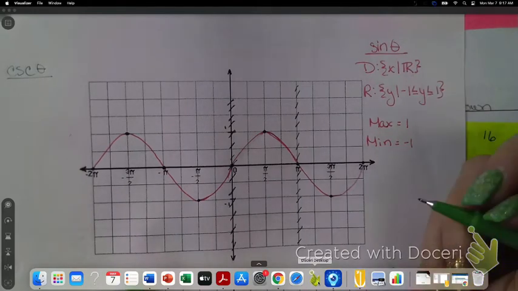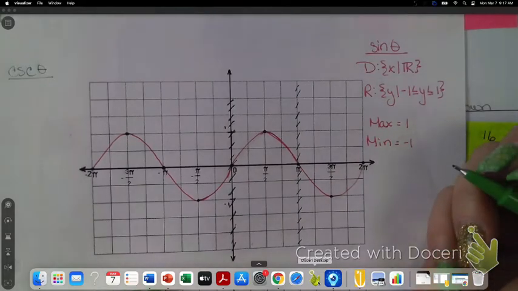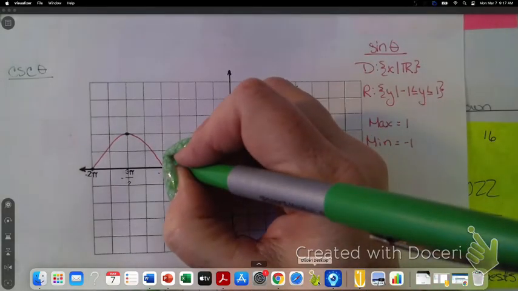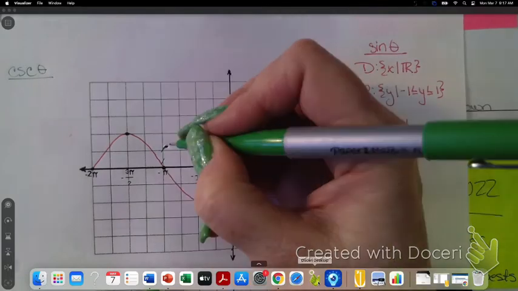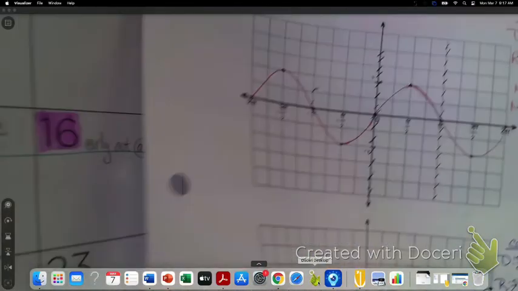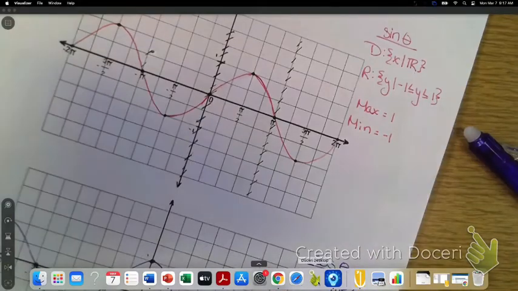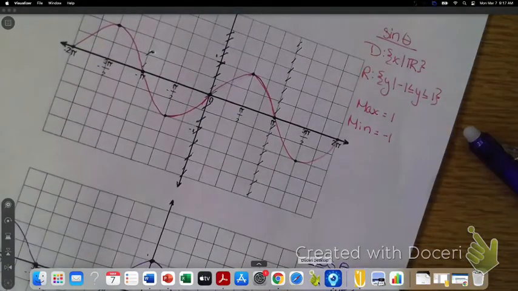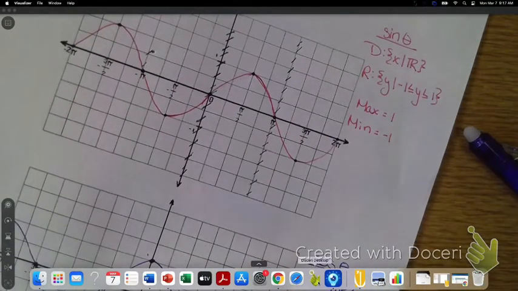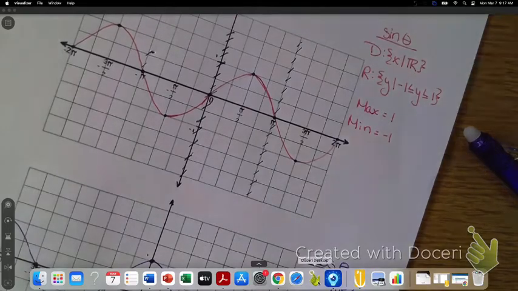Okay, is there another 0 on here? Yes. Where? Negative pi. Because anytime I reciprocate 0, I'm going to get undefined, aren't I? Would there be one at 2 pi? Mm-hmm. And where else? Negative 2 pi.